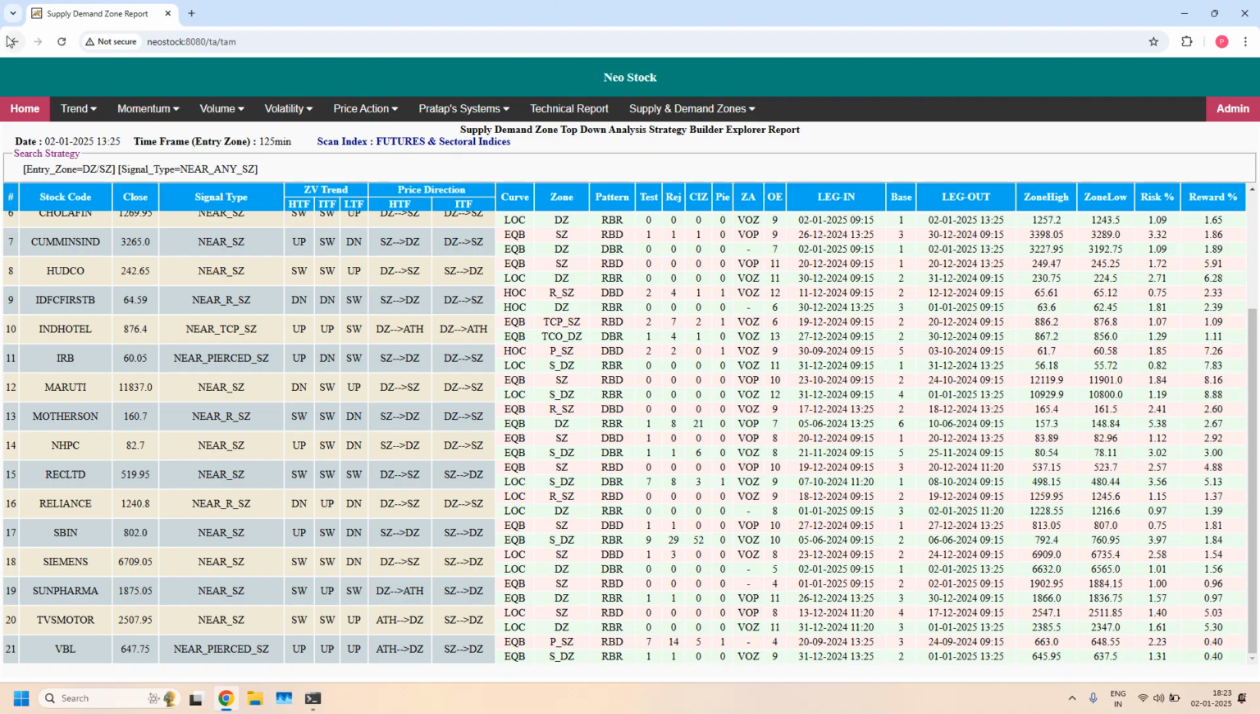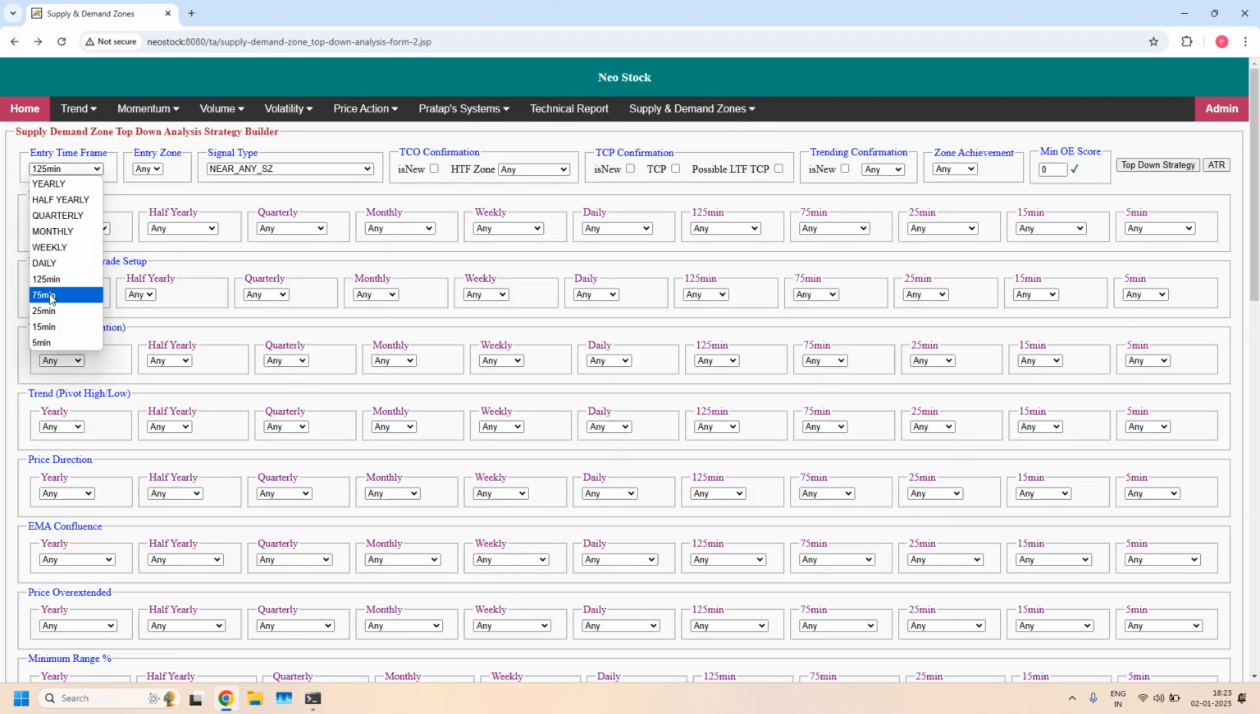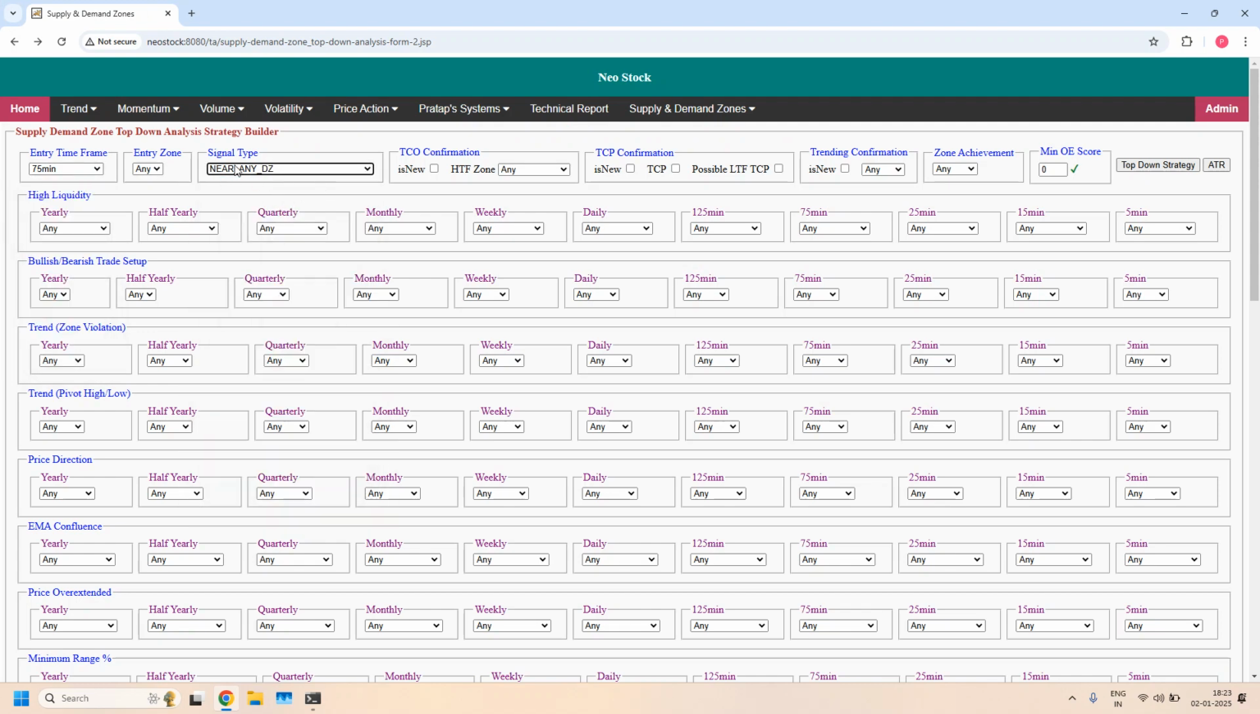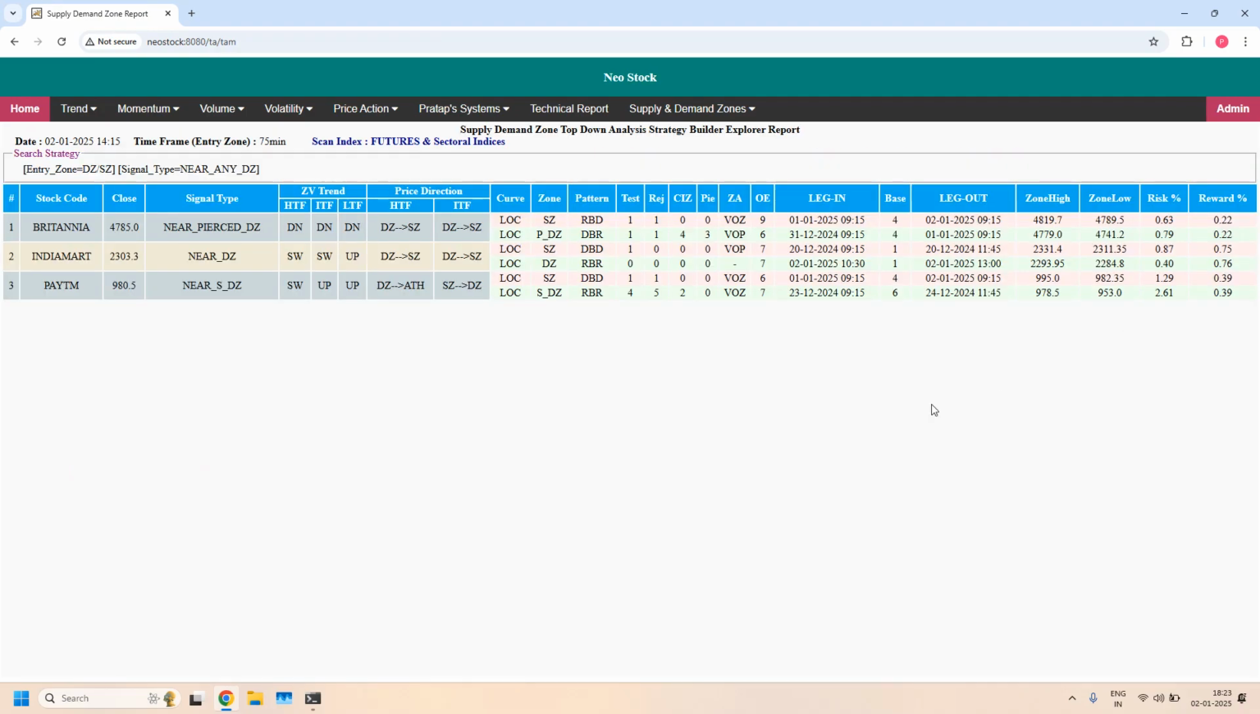Okay, next time frame is 75 minutes. Entry time frame 75 minutes. Let us find the stocks near 75 minutes demand zone. Only 3 stocks are filtered. Let us identify high liquidity zones from this list. We have only one high liquidity zone, 75 minutes high liquidity demand zone, that is Paytm.